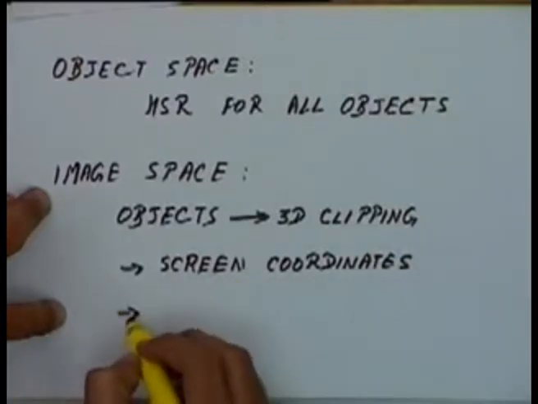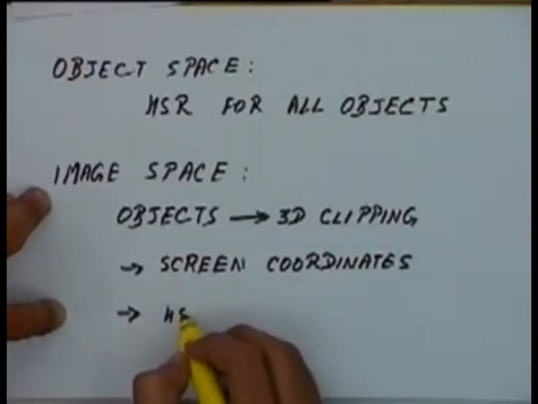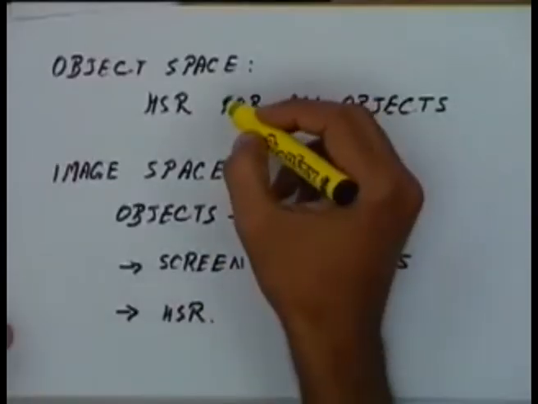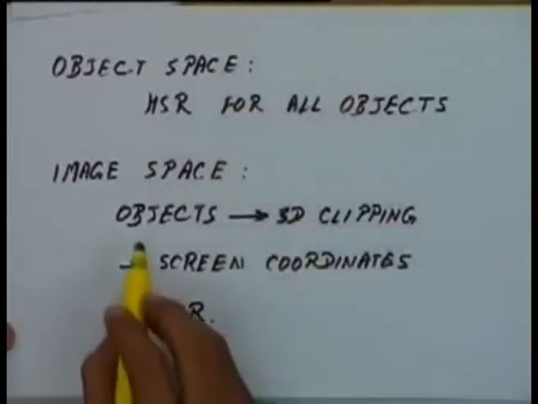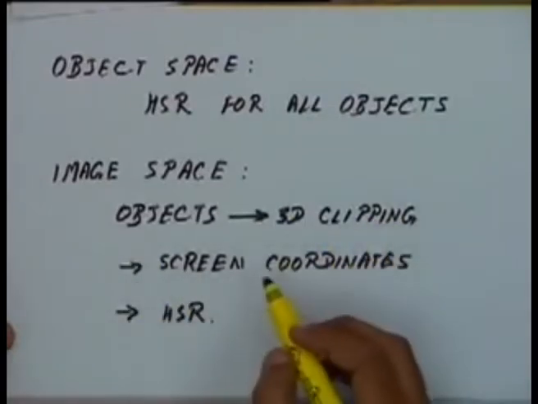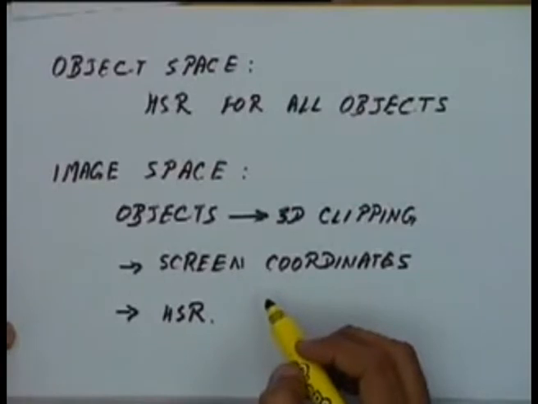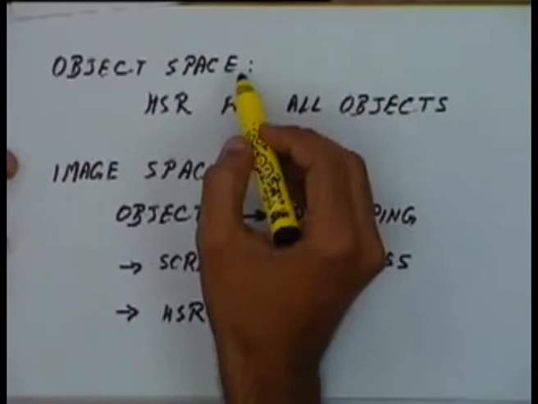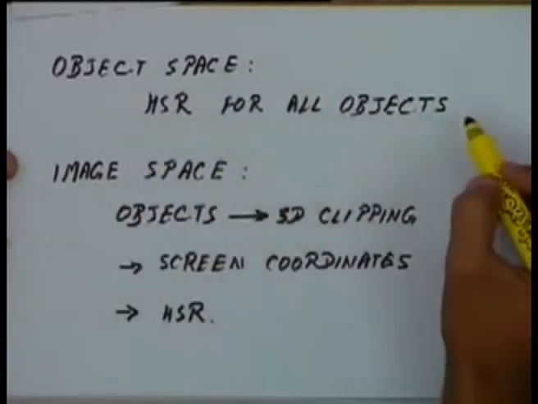And then we decide which objects are closer, which lines are closer and which lines are at the back. So hidden surface removal in image space is carried out after 3D clipping, after transforming all the points to screen coordinates. While when you are operating in object space, hidden surface removal is carried out for all the objects.